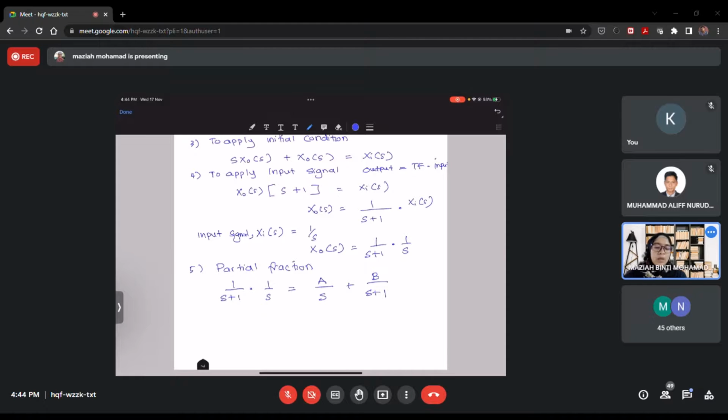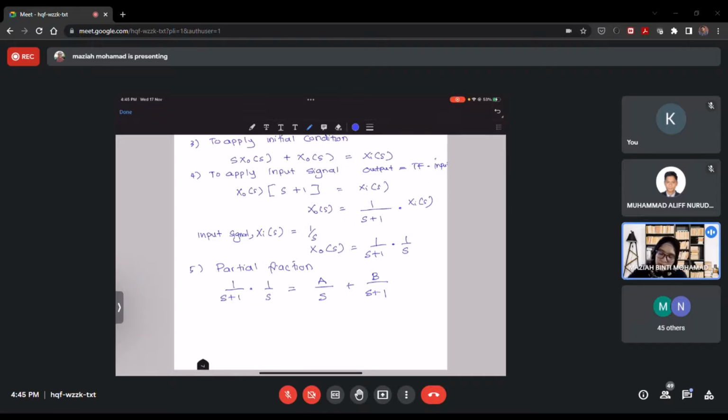Okay, if you refer to WhatsApp, I just shared to you a table for partial fractions. It shows the form of a rational function, meaning a common function, and how the partial fraction will look. Our function here is similar to function number 1, so the partial fraction will become A over s plus B over s plus 1.